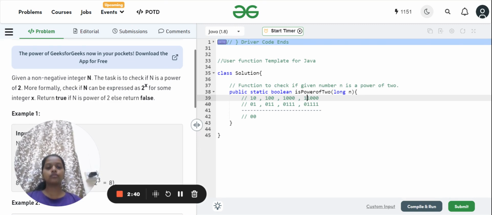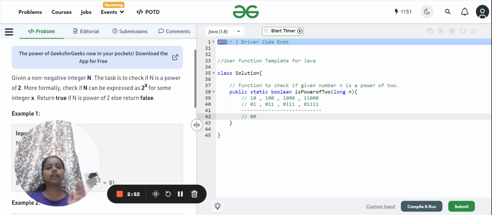Okay, so how will we check? We'll do the AND operation, and if we get a non-zero number, that means it is not a power of 2. If we get 0 as the output of the AND operation of these two numbers, then we can say it is a power of 2. We have to return true, and if it is not, then we have to return false.